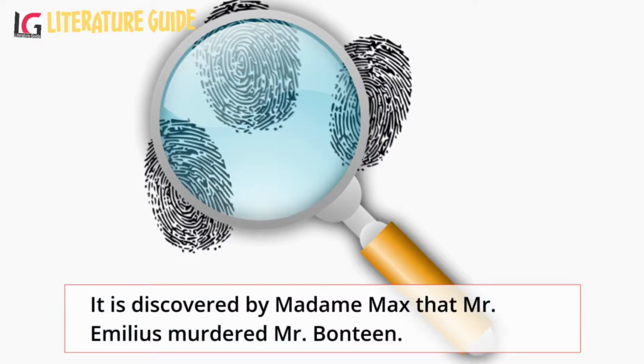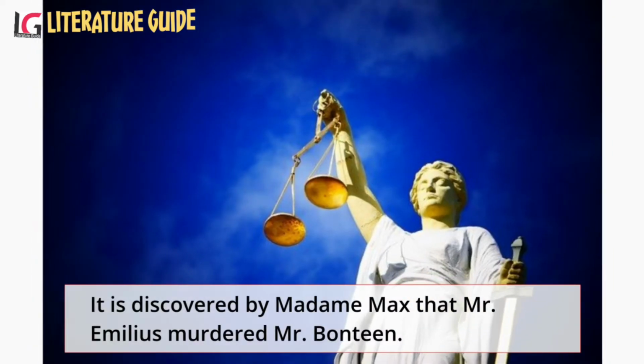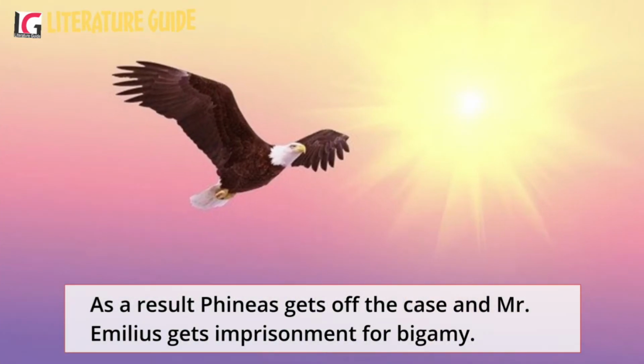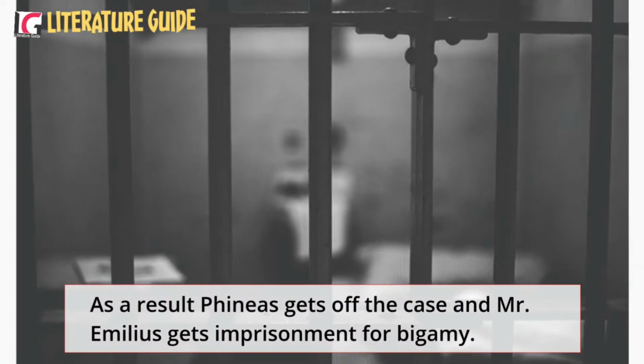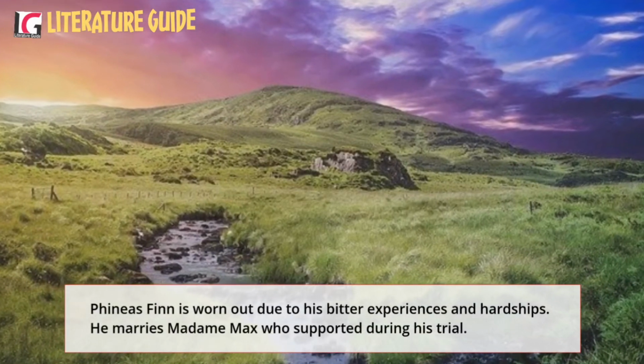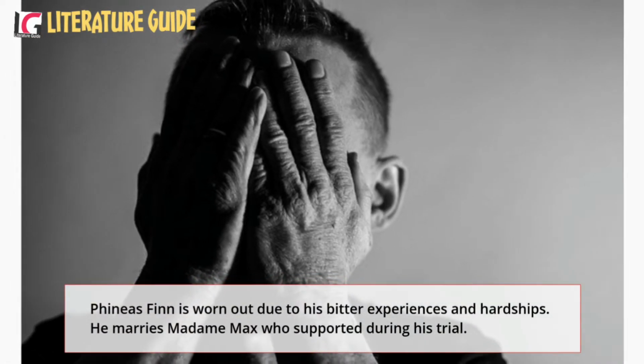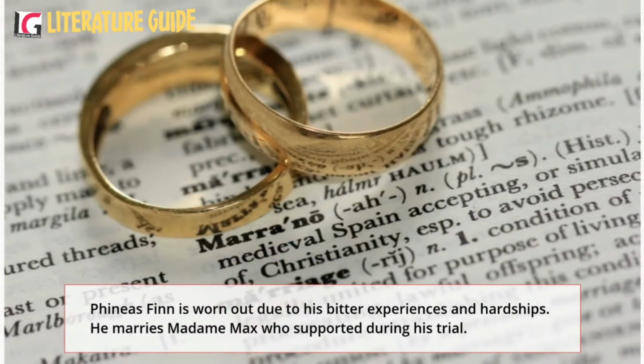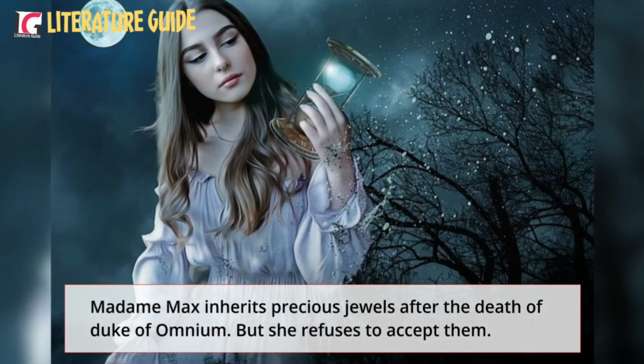It is discovered by Madame Max that Mr. Emilius murdered Mr. Bonteen. As a result, Phineas gets off the case and Mr. Emilius gets imprisonment for bigamy. Phineas Finn is worn out due to his bitter experiences and hardships. He marries Madame Max, who supported him during his trial.